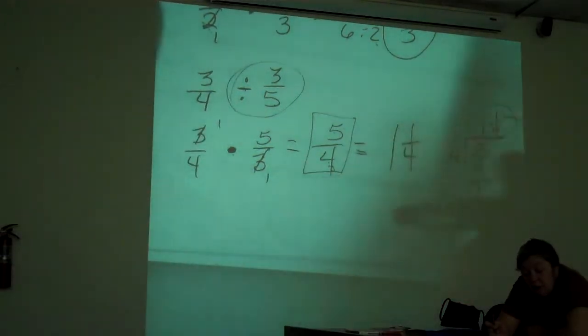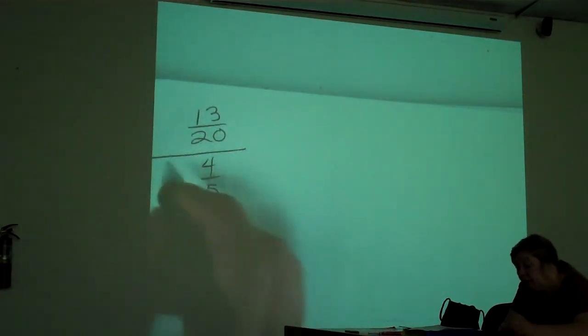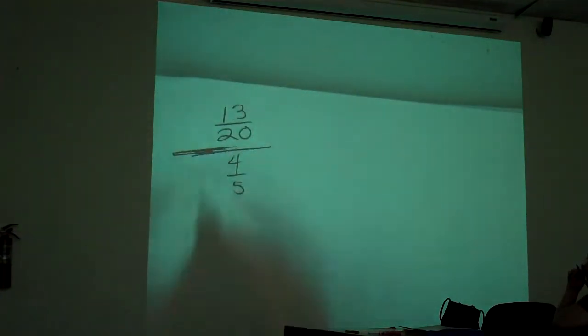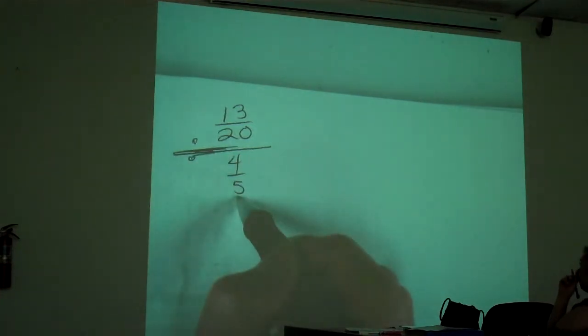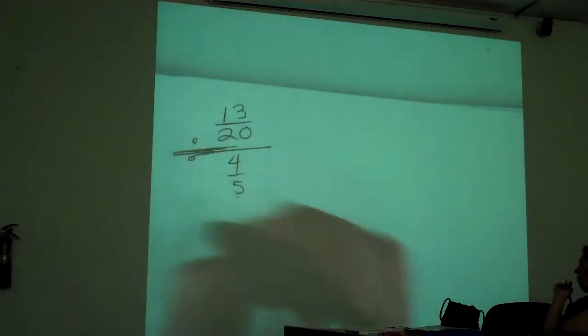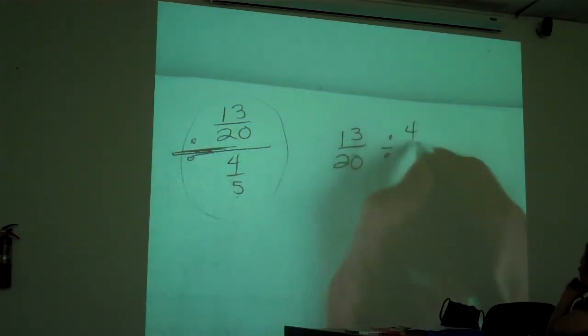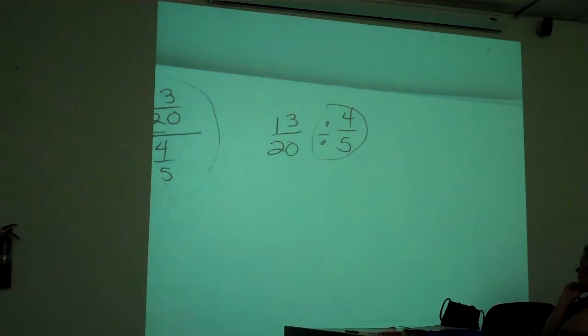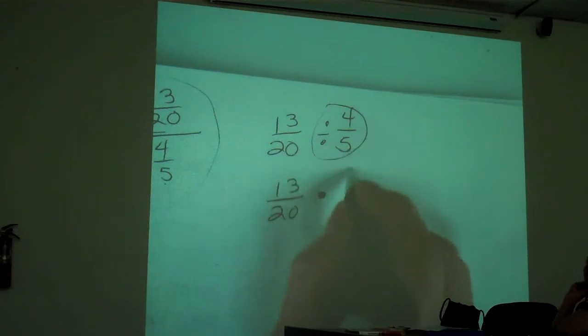Okay, we'll do it again. Say you have a fraction 13 over 20 over 4/5. This line here in the middle means divide. You have 13/20 divided by 4/5. When you see this in the book, you can just write it on your paper like this, divided by 4/5. And then this part's going to change. You have 13 over 20 times 5 over 4.